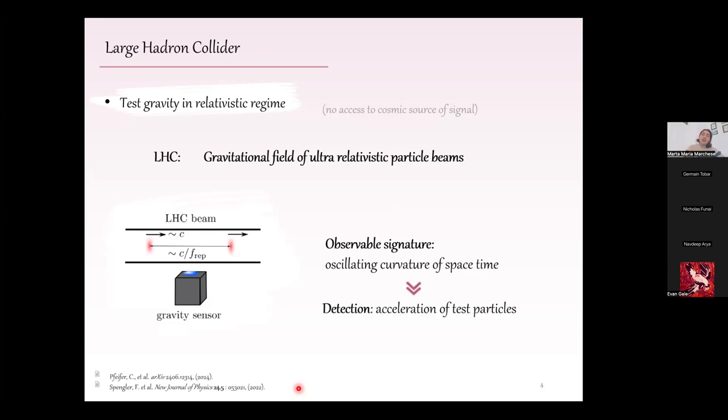The effect that you expect to come out of this source is essentially that these bunches of particles will generate an oscillating gravitational field. This will be reflected in an oscillating curvature of the space-time. And to test this, you can, for example, take a test particle, let it fly around this space-time, and try to measure the acceleration that this particle will be subjected to.